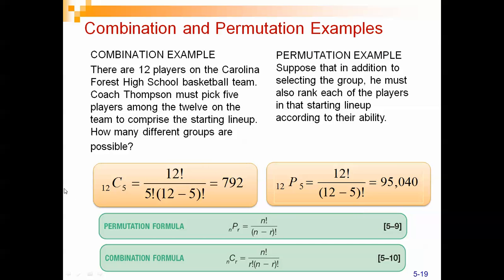Here is the explanation of the combination that we were just talking about and how it plays out in the appropriate formula. And again, in the first example, the combination example, we're just picking 5 players from 12. And in the second example, we're picking 5 players, but we're also ranking the players in the starting lineup according to their ability.